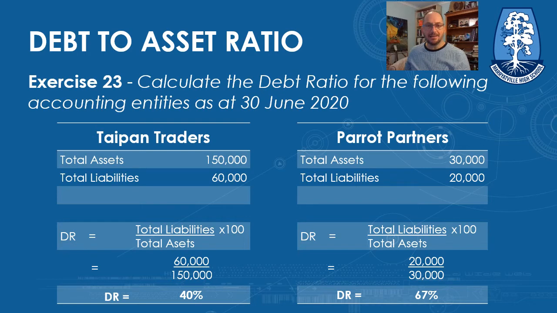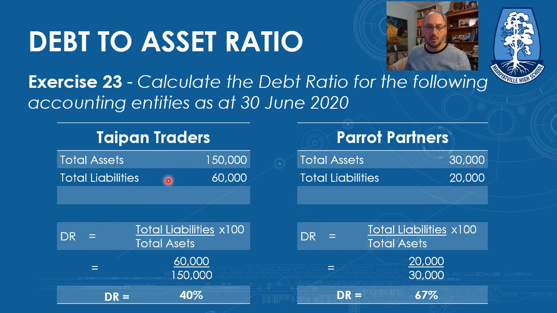Let's have a look at the debt to asset ratio of these two businesses. Exercise 23. Calculate the debt ratio of Taipan Traders and Parrot Partners. Taipan Traders has assets of $150,000 and liabilities of $60,000. You should always have assets greater than liabilities. If not, you are insolvent. Quick, call the liquidators, call the accountants. You are in big trouble and you must cease trading.